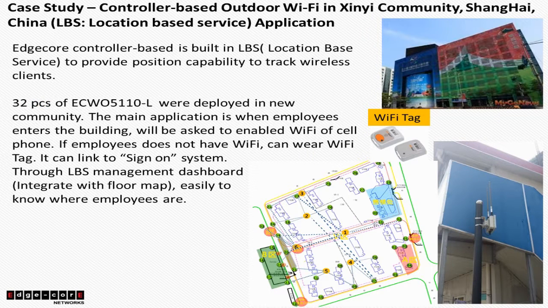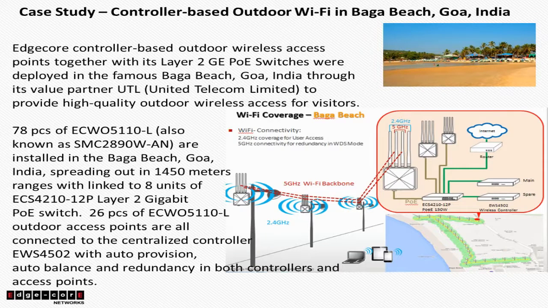We also use our location-based application in Shanghai, Xinyi house application. You can use the location-based feature to do a sign-on system. We can track where the clients are and provide different information to each client. And for our outdoor access point, we would like to prove our quality is good and that we are capable of overcoming the interference from the sea. So we provide a solution for tourists to get free Wi-Fi.